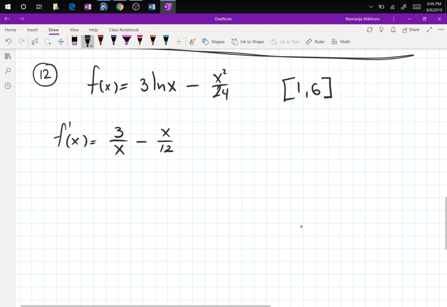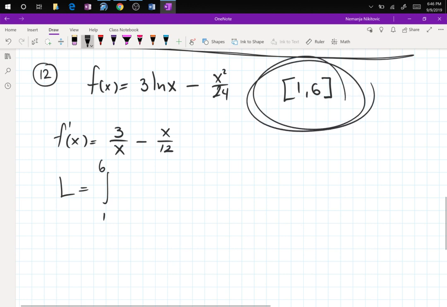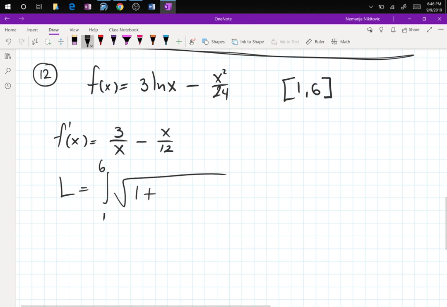So this is our function derivative, and now we immediately go for the integral. We have our integral 1 to 6. Those are our limits provided by the problem. And we have the square root of 1 plus 3 over x minus x over 12 squared dx.